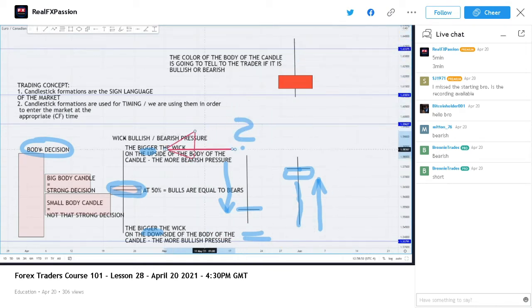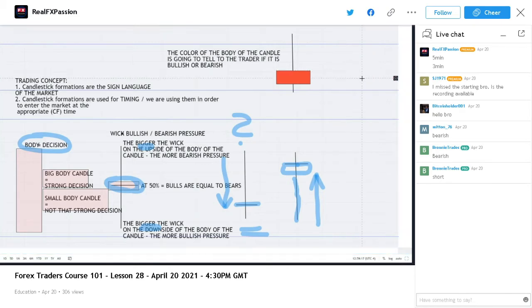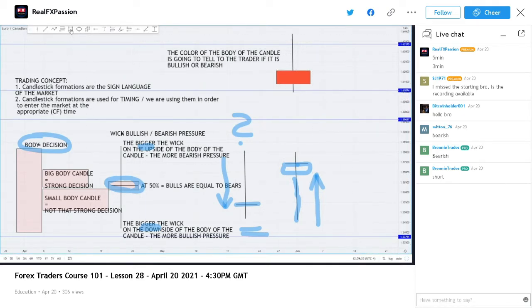The bigger the wick on the upside of the body, red being the body, beginner traders, the more bearish pressure. So in conclusion, this would be a bearish candle. And what happens many times when this candle appears, what happens next? Not always, but many times this happens. Why?